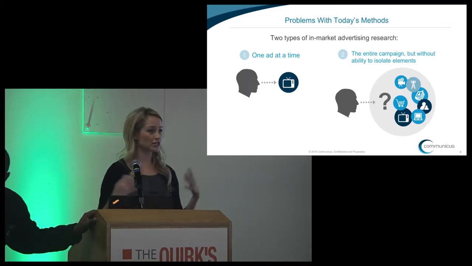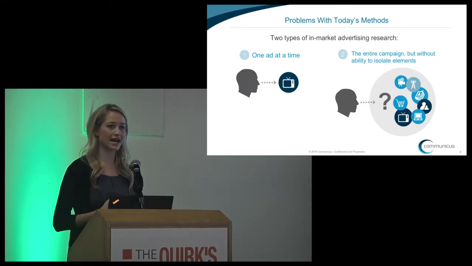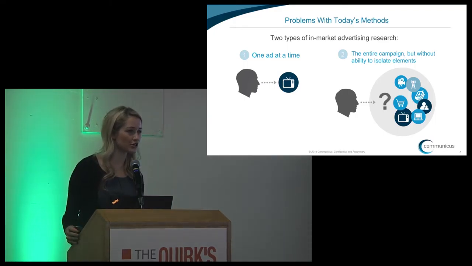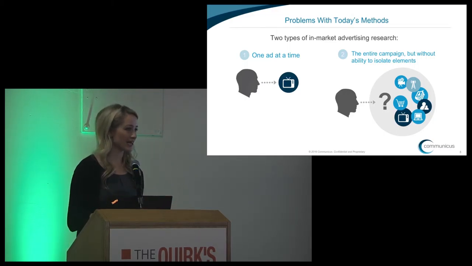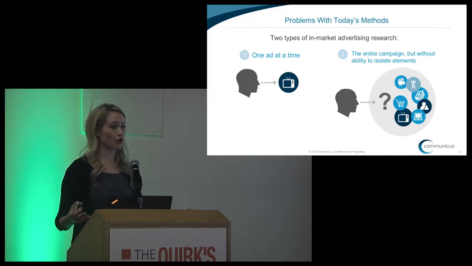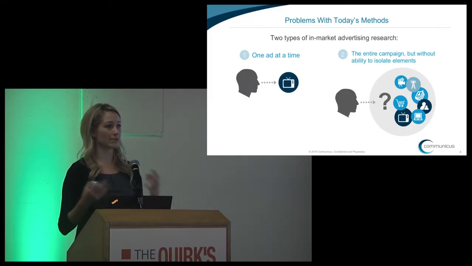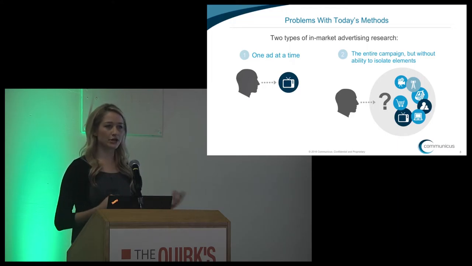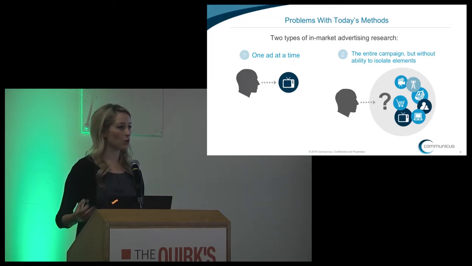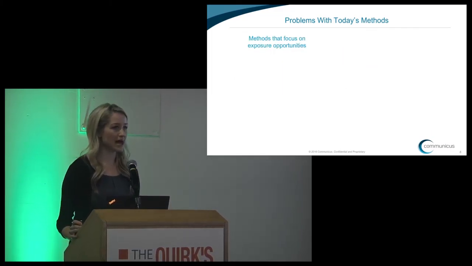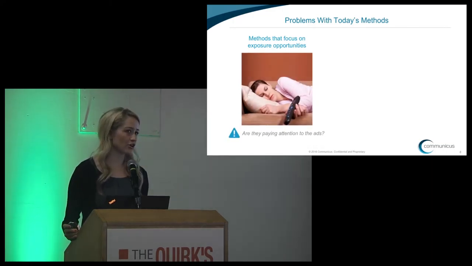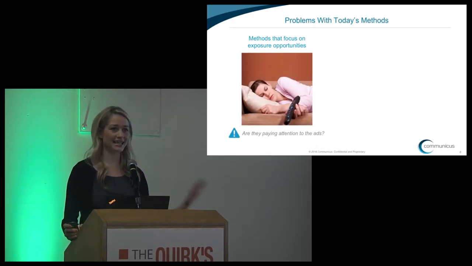So a lot of these traditional continuous tracking methodologies ask, you know, have you seen any advertising for Cheerios lately? But they're not really able to understand what's going on inside of that campaign. You might get a sense that overall brand measures are going up and maybe awareness of the campaign is going up, but you don't know within that campaign what's driving those brand measures, how the individual channels are working, or even how the individual ads are working. The other problem with these exposure opportunity methods is that we don't necessarily know whether an individual person has actually engaged with an ad.